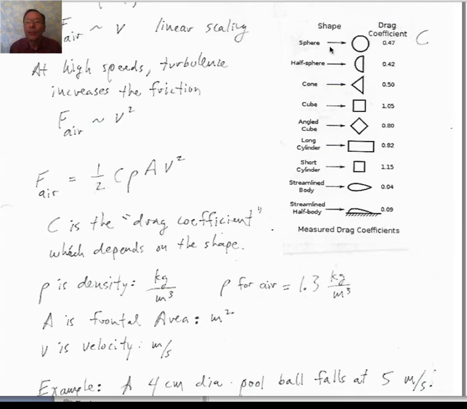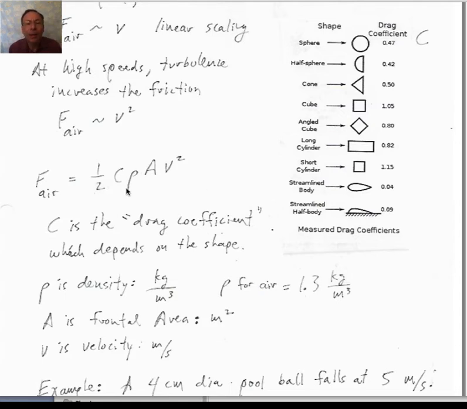So for example, if you have a spherical car, not very realistic, but it would have a drag coefficient of 0.47. More realistic would be this bottom one here. This shape has a drag coefficient of 0.09, which is a lot less than 0.47. So having a streamlined car helps a lot to cut down on air friction.